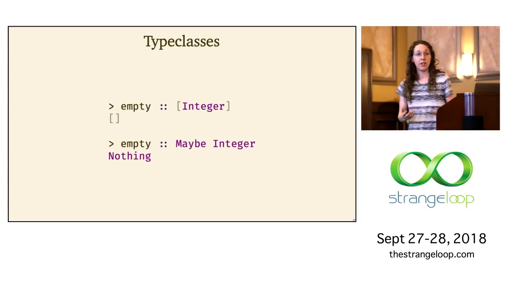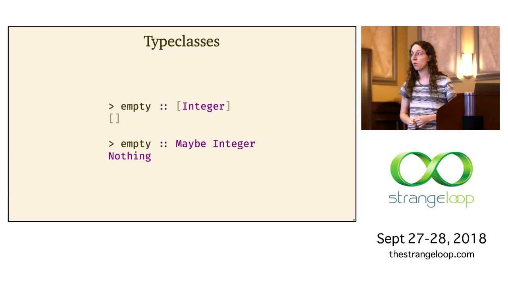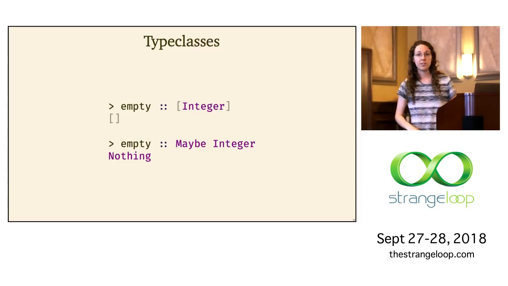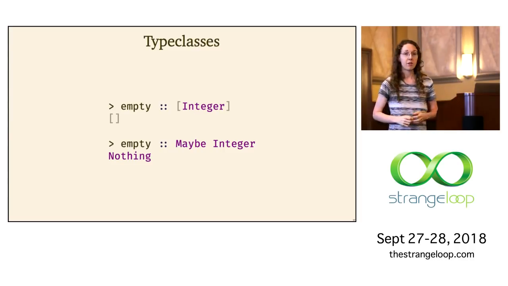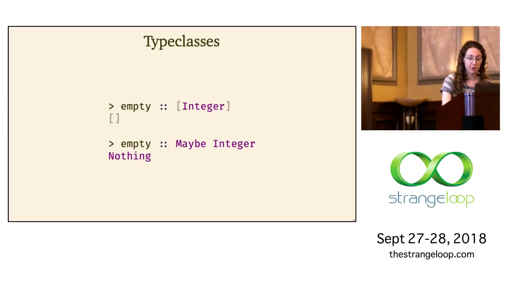For example, it can be used to overload ordinary values, not just functions. This empty value is defined with a type class. So when we say I want to use empty as a list, then we get back the empty list. And if I want to use it as an optional, then I get back nothing. This is something that you can't really do in other programming languages. But again, it doesn't really seem like it has that much to do with metaprogramming.